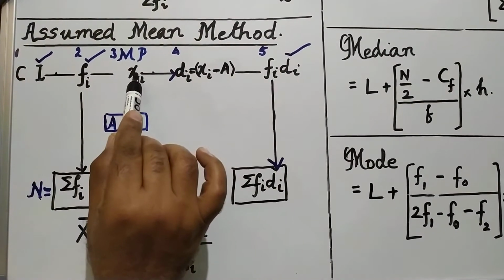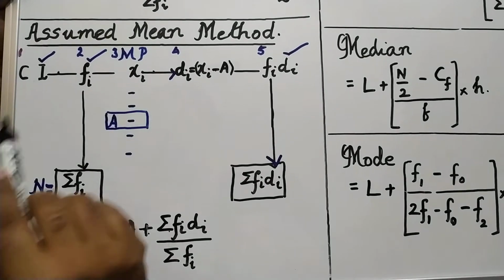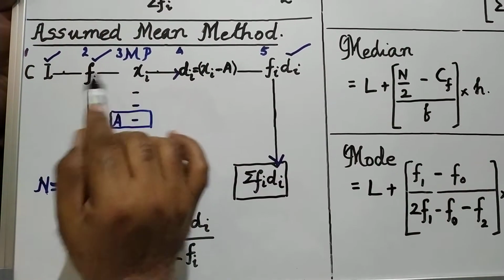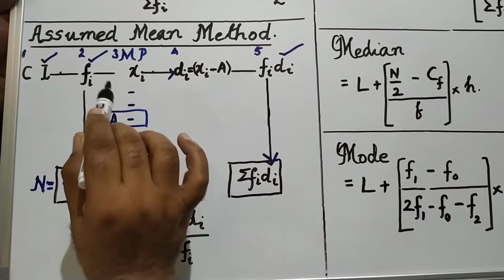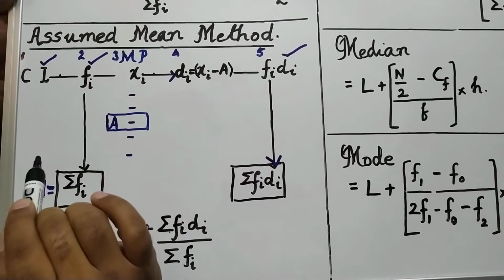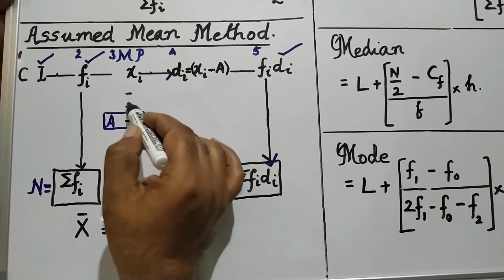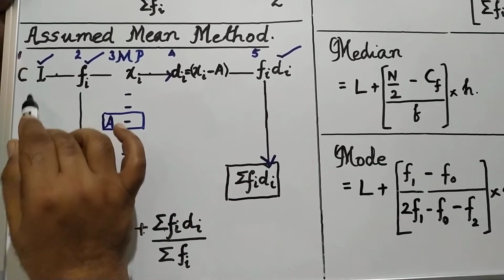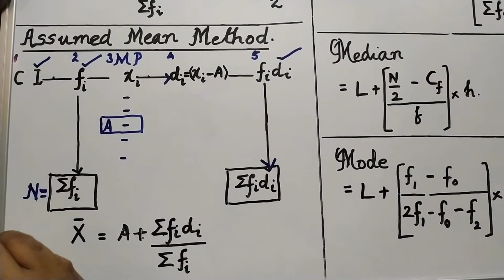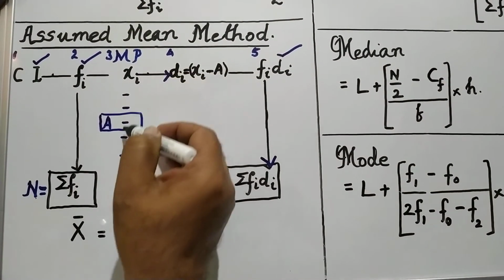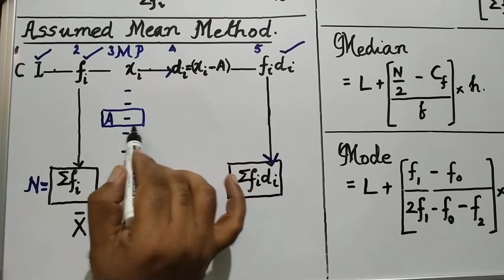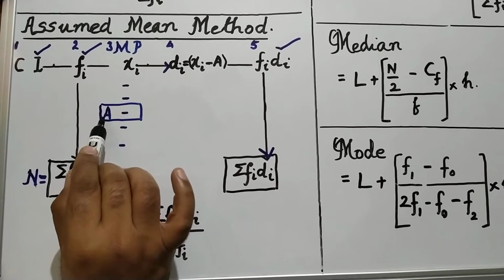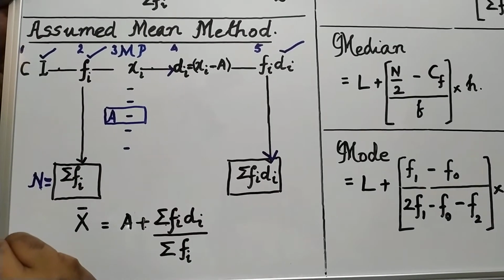The third column is the midpoint. The midpoint, as we discussed in the previous method, the direct method, is lower limit plus upper limit divided by 2. You write down the midpoints of the class intervals. From among the midpoints, you choose one score as the assumed mean A, capital A.